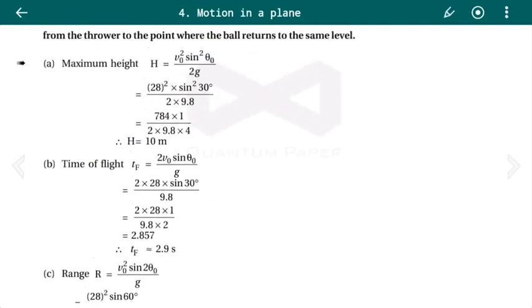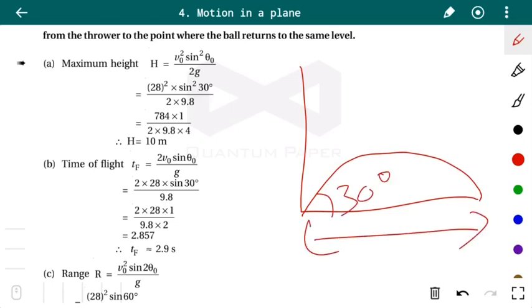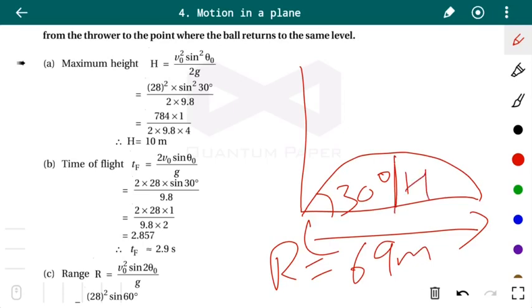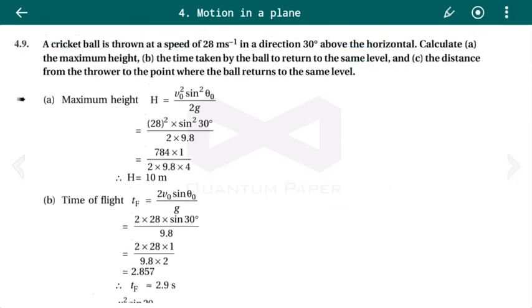So here this theta is 30 degree. The range that we are getting is 69 meter. Maximum height h is 10 meter, and time taken to cover this path is 2.9 seconds. So students, you may note down this numerical.